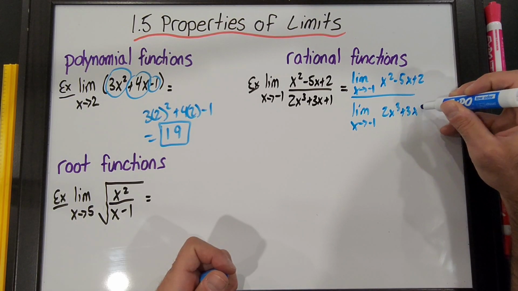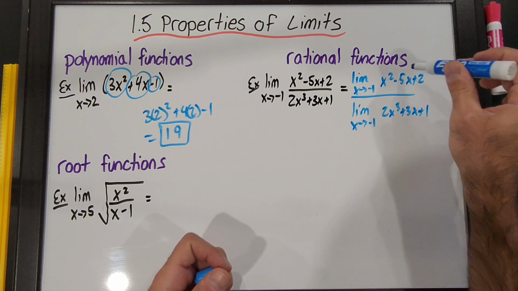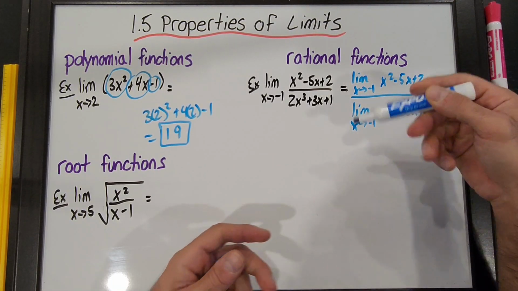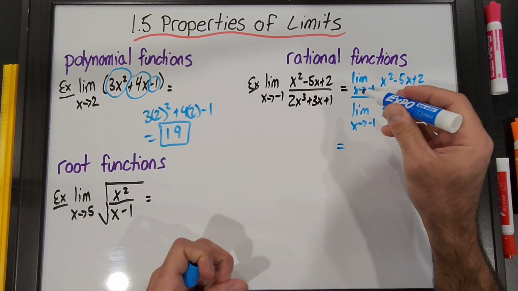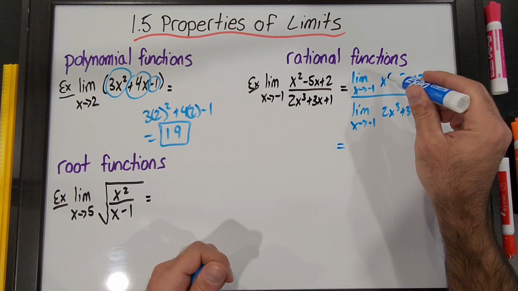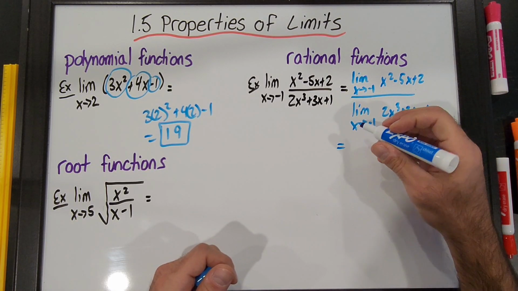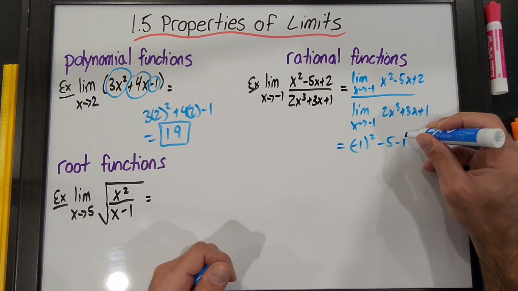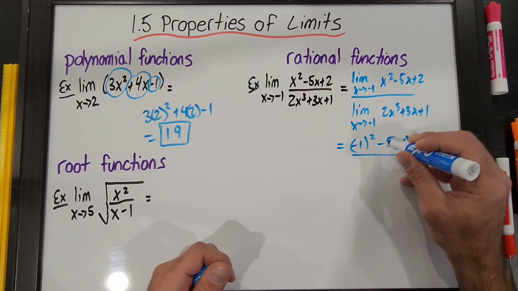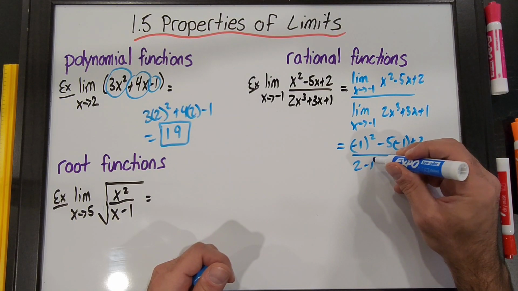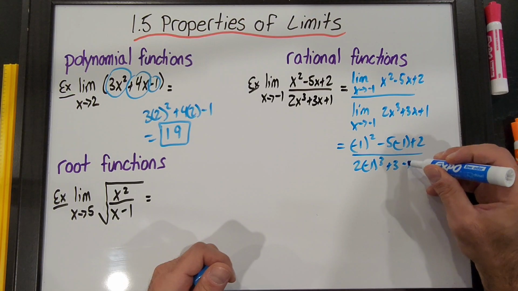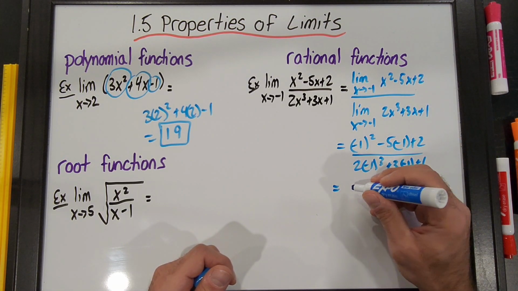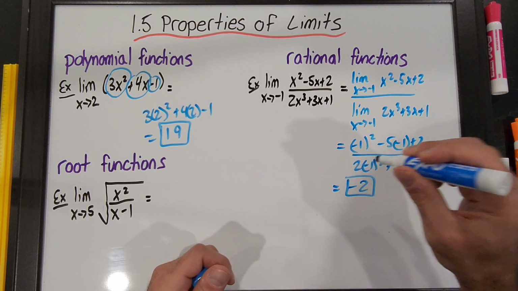What's the difference? This is a polynomial function. This is a polynomial function. Together they make a rational function, but that doesn't matter. So if I just plug in negative 1 into the numerator, I'm going to get negative 1 squared minus 5 times negative 1 plus 2. And I'm going to plug in negative 1 into here. This is not undefined. I put this in my calculator. I'm going to get negative 2 as an answer.